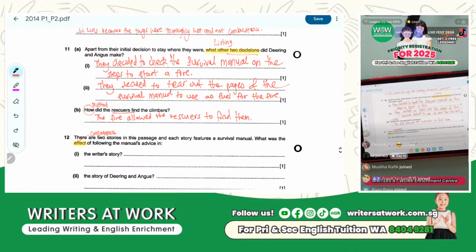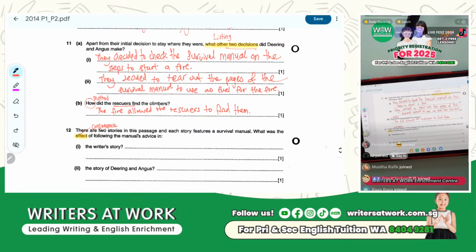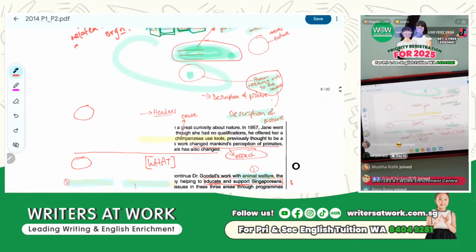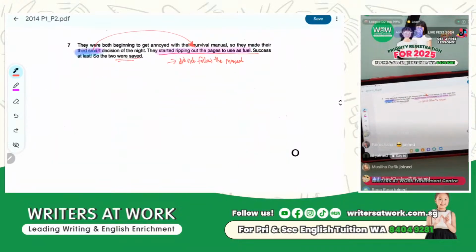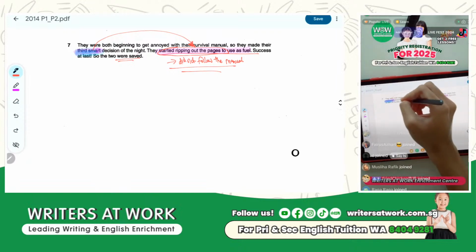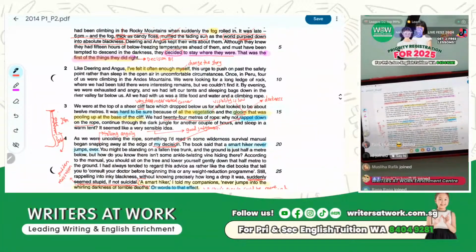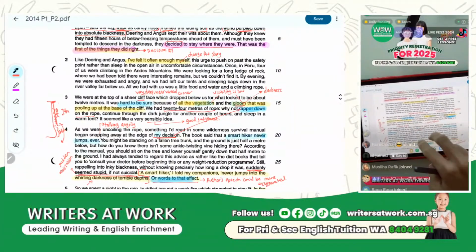Okay, last but not least, we are looking at the writer's story and the story of Deering and Angus. So you could see here, in the Deering and Angus story, they started ripping out the pages, which suggests they did not follow the manual. Okay, next, and because they did not follow the manual, they were safe. The two were safe. Okay, then we look at the text for the writer.